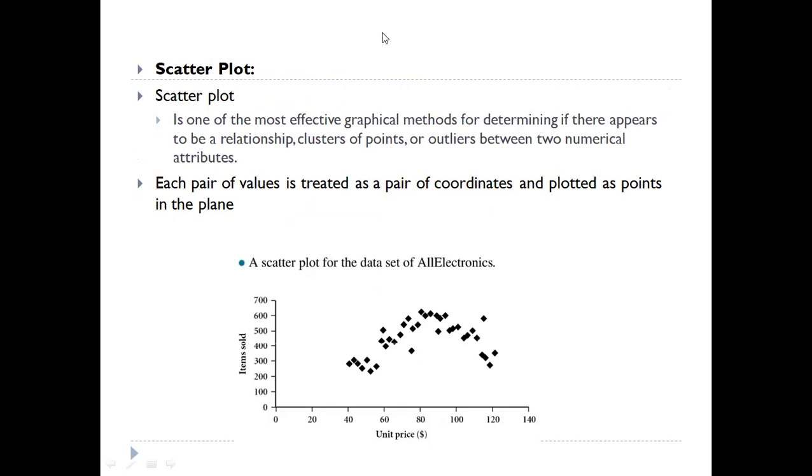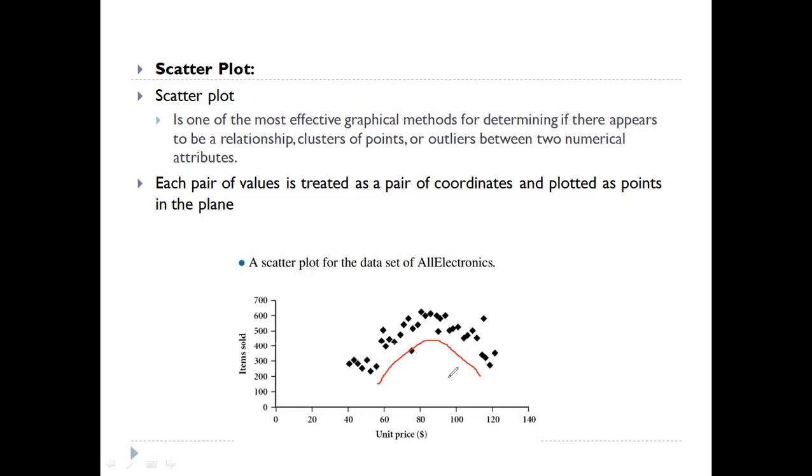And finally, here we are going to see the scatter plots. This is the representation of a scatter plot. Within this scatter plot, all the items are represented by using dots. Okay, this is the exact representation of a scatter plot, right? It is one of the most effective graphical methods for determining if there appears to be a relationship, clusters of points, or outliers between two numerical attributes.